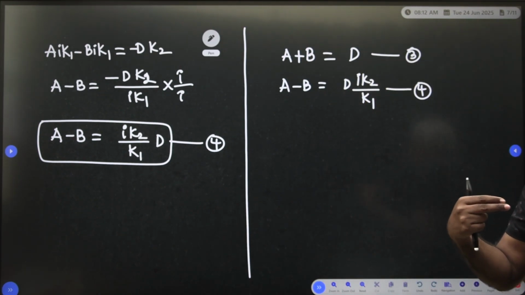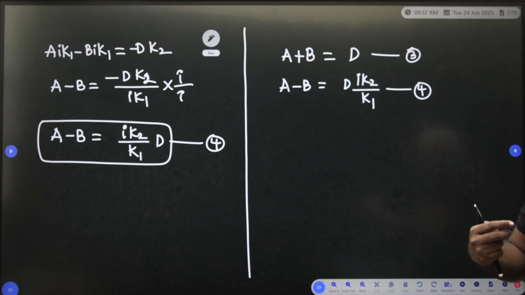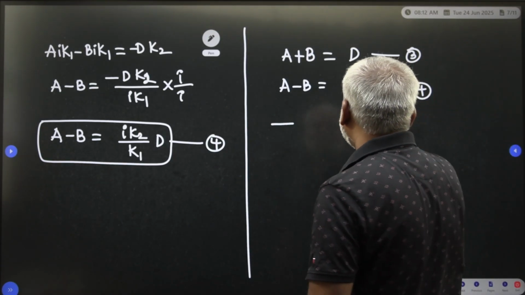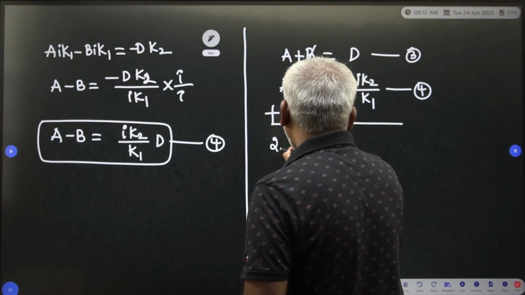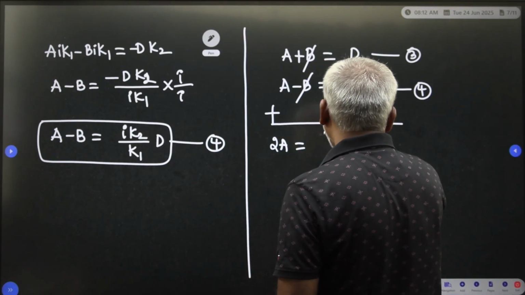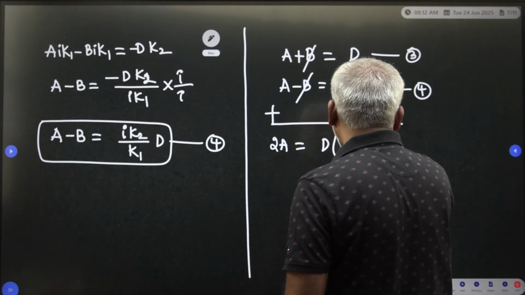First, you have to add these two expressions. So, what are you going to get? You add these two expressions here. So, 2a is equal to d, you have to take the common.